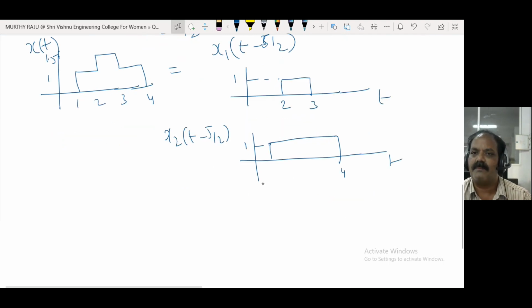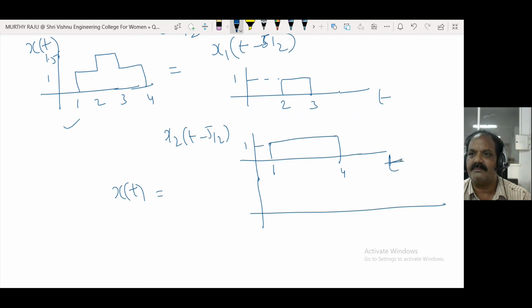Suppose we add these two. We will get this one, x of t. Suppose x of t is equal to, for t is equal to 1, here t is equal to 1. This one is 0 plus 1. That is, t is equal to 1, the value is 1. Okay.